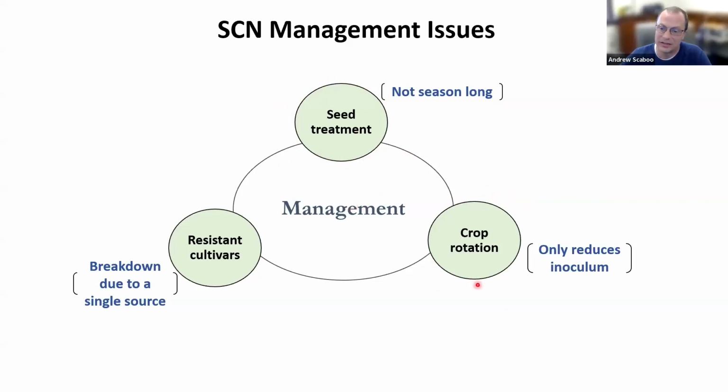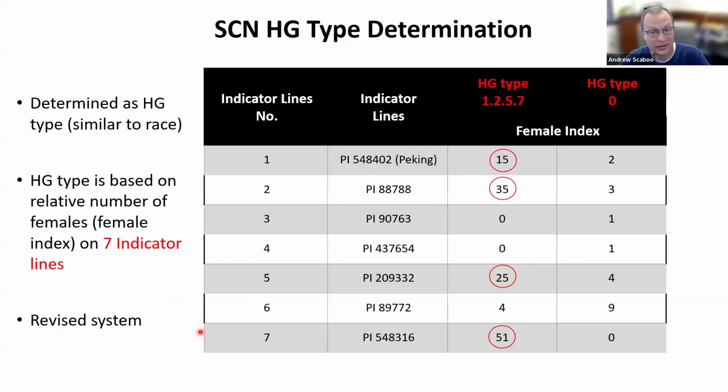And then crop rotation is very important. One of the most effective management strategies is to rotate crops, but that really only reduces your inoculum from season to season. It doesn't really help with shifts in virulence. And then we have resistant cultivars. The problem that we've had here is that we've overused the current RHG1B that Matt's group found and has worked on for quite a long time, along with Andrew Bent and Brian. That source has been overused, so it's starting to break down.